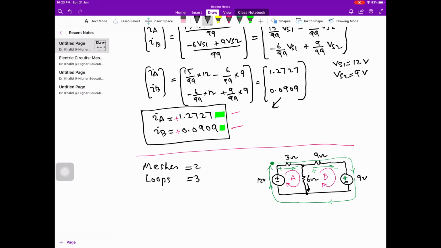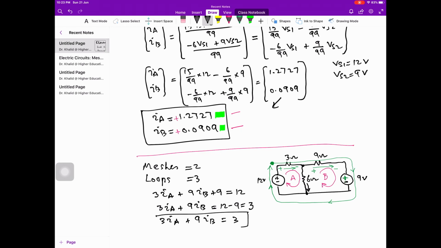Now I write the equation for the outer loop. This is 3IA plus 9IB, which is a voltage drop across the 9 ohm, and the voltage rise over here, the last element in the outer loop, equals 12. Rewriting this equation: 3IA plus 9IB is equal to 12 minus 9, which equals 3, so 3IA plus 9IB is equal to 3. This is our third equation.